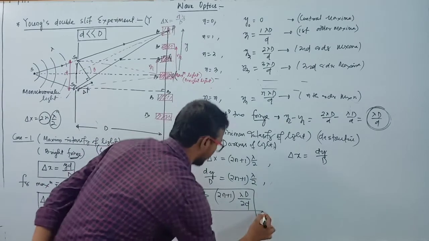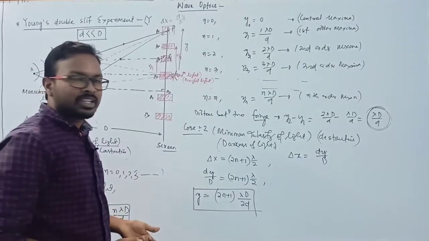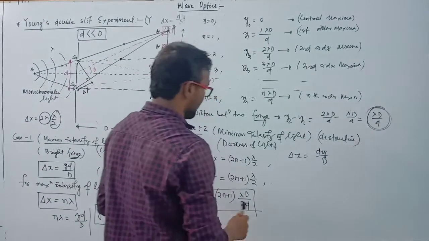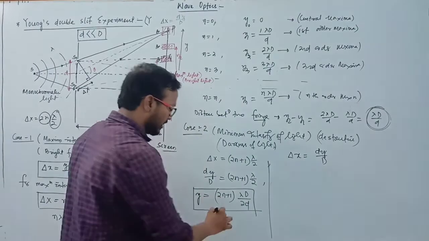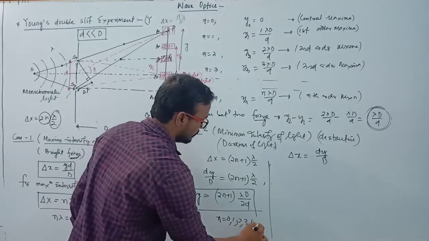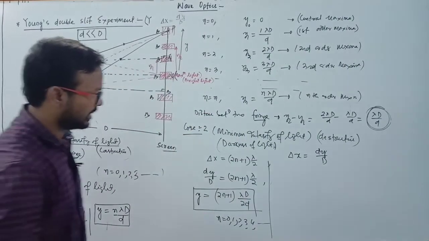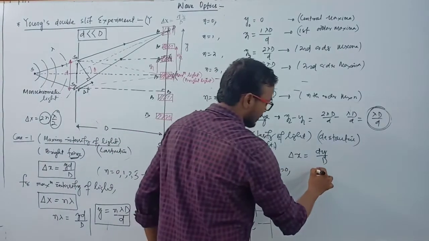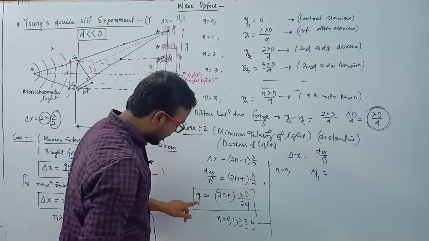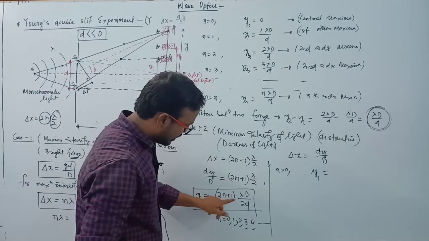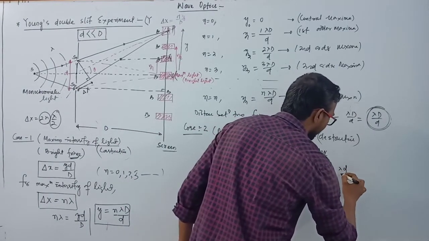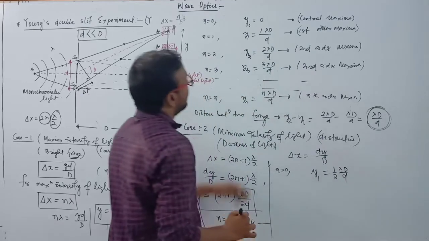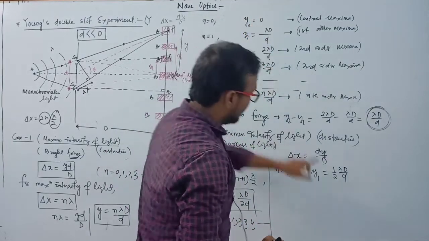This is the expression. Now we have to find the distance y from the center point where we get minimum intensity of light, that is first order minima, second order minima, and so on. Here n is a natural number: n equal to 0, 1, 2, 3, 4, 5 and so on. Suppose n equal to 0. Then we get y1, which equals 1 by 2 lambda D by d, that is half lambda D by d.